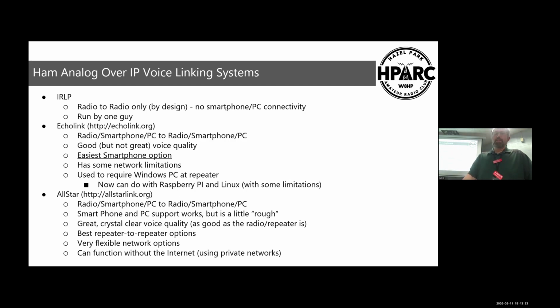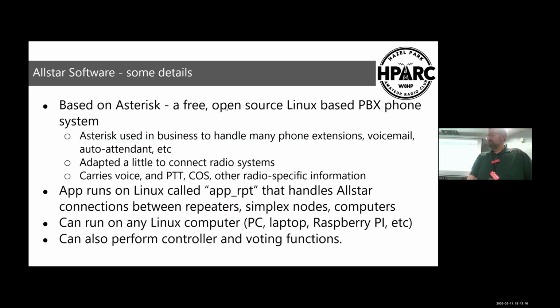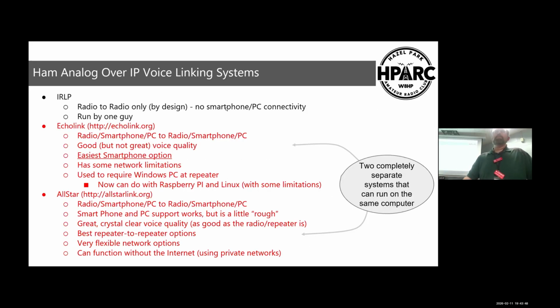However, it does require having a computer at the site where you're trying to connect to Echolink. Allstar has some of the same functionality. It's not as good to use on the computer or over the phone, but it has amazing voice quality and it's really good for repeater to repeater links. And the best part is you can use these two on the same computer. So instead of having an Allstar computer and an Echolink computer, you just have both running as programs on one computer.